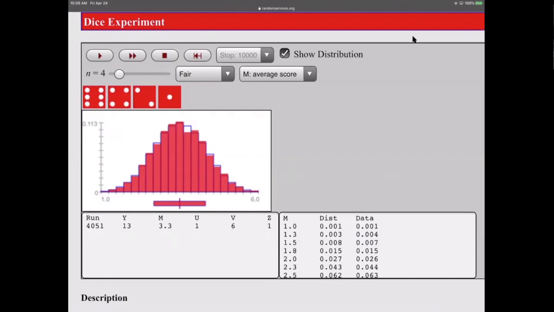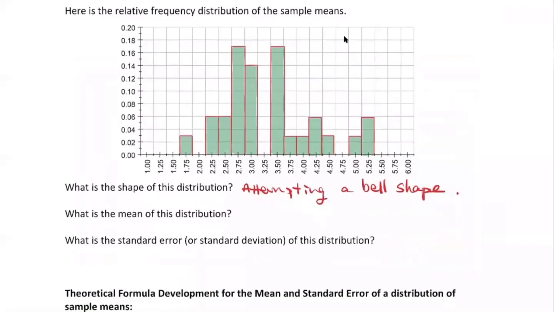And my iPad looks like it's stuttering now. It's not going as fast as it was, or maybe it's Zoom. All right, so anyway, I'm going to stop it. We can see that's approaching a bell shape in the long run. So attempting a bell shape long run simulation. Is a nice bell shape. So we know that the probabilities are trying to look normal.